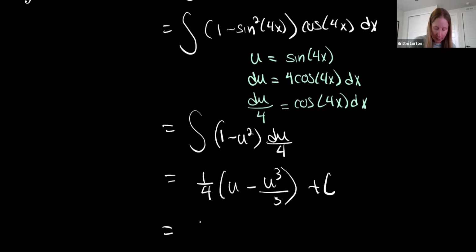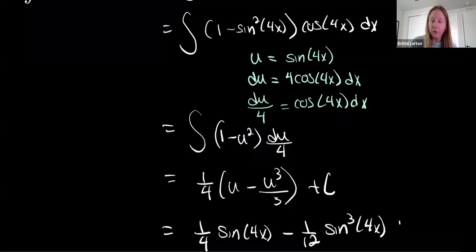And then I know what my u is. So 1/4 times sine of 4x minus 1/12 times sine cubed of 4x. I distributed that 1/4 across. That's where that came from. I was just distributing that across. Ta-da! All right, let's do another one.